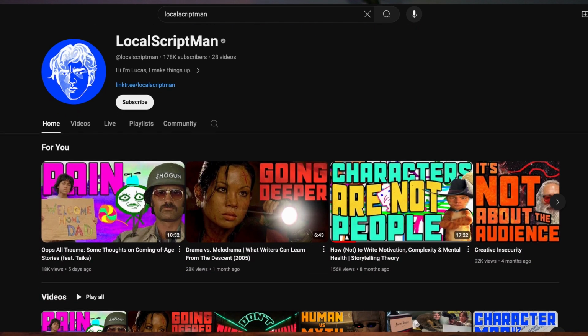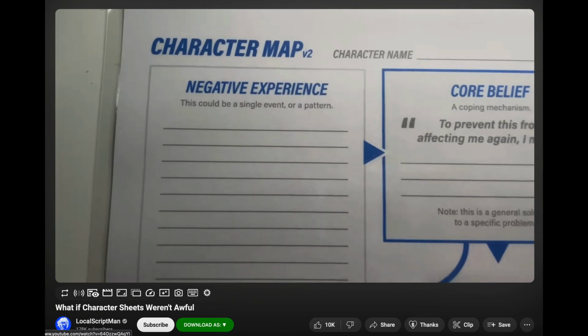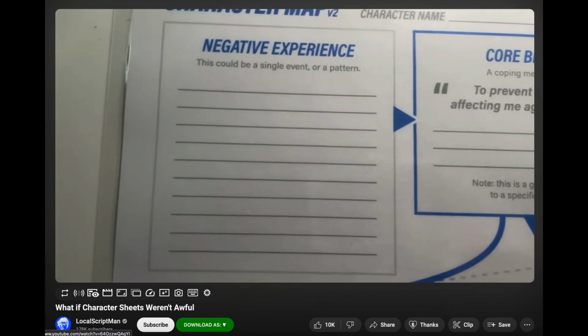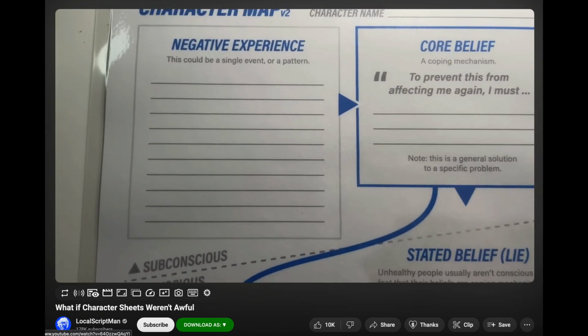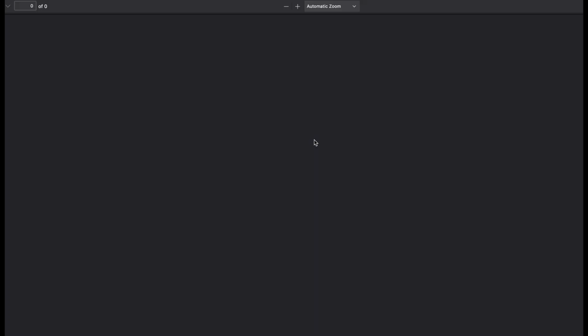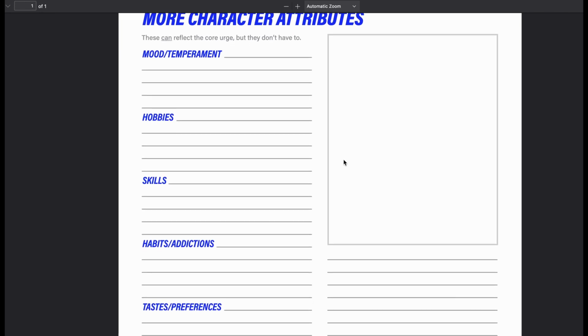The best character sheet that I've seen, in my opinion, comes from fellow YouTuber Local Script Man, who I know a lot of you watch. He has a great video on character sheets, and specifically the sheet that he put together. And I think that this sheet is a good balance of detail. It's not too much, not too little, but he also provides additional character sheets to use that lets you explore more detail in your character sheets if you want that.